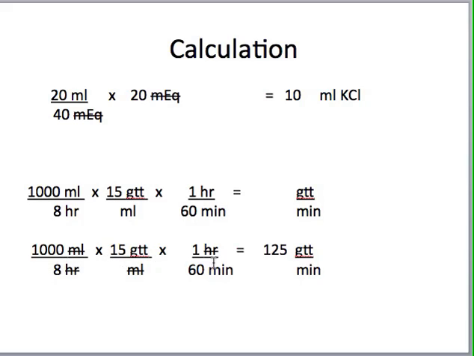This then, if we cancel our units, we can see that the mLs will cancel, the hours will cancel, and we're left with drops per minute. So when we go through and simply do the math, we're left with 125 drops per minute. And so that is how you calculate the flow rate in drops per minute. I hope that was helpful. Thanks.